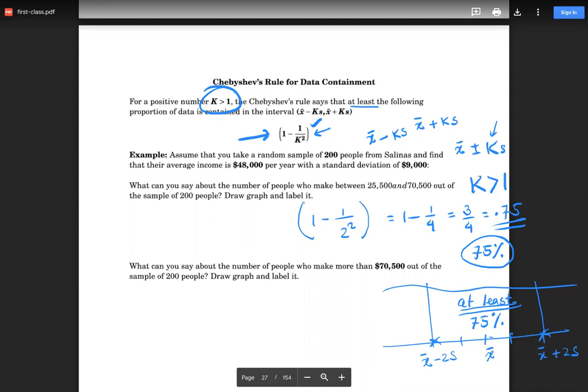So what is outside? Remember, here and here, at most. The complement of at least is at most. So here it will be at most. So this is what it is. Is it okay, everyone? Chebyshev's rule. So remember, the k must be greater than 1.